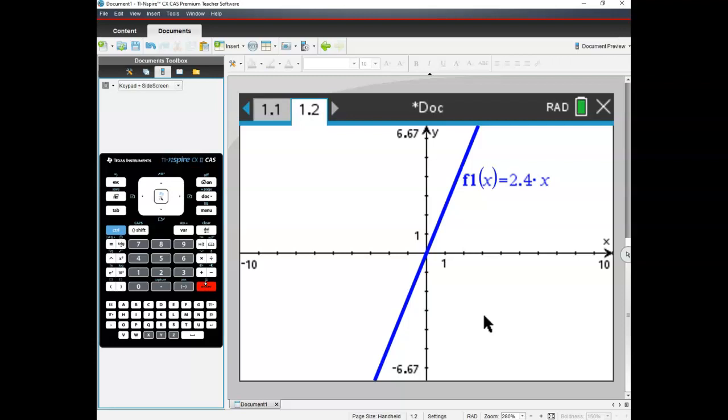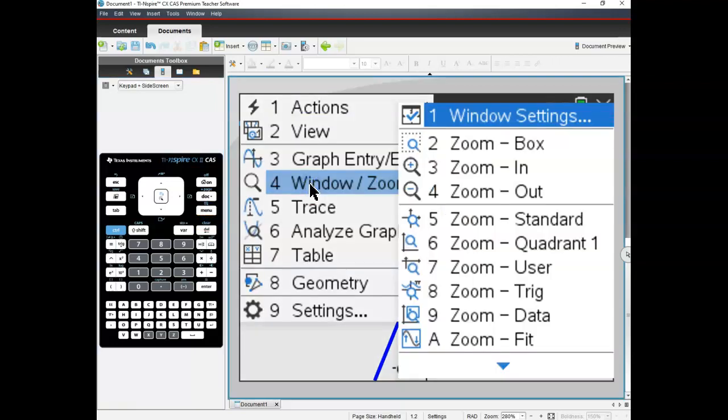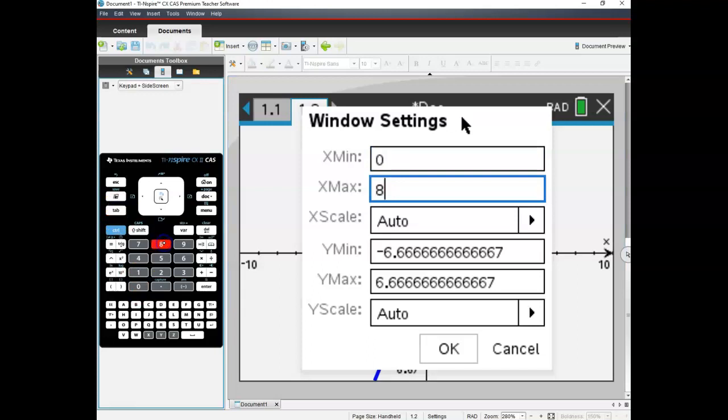But if I went 0 to 8, what's 2.4 times 8? Well, to see my upper bound, it's probably going to be around 20-ish, so I'm going to change my window settings so I can see everything. I'm going to go from 0 to 10. It doesn't really matter. 0 to 10.